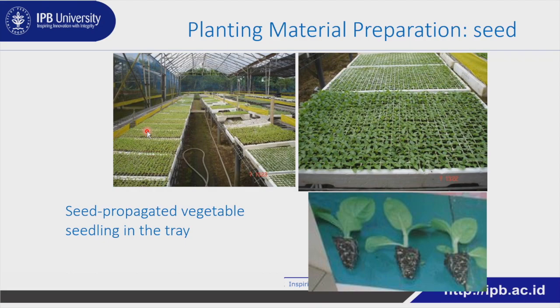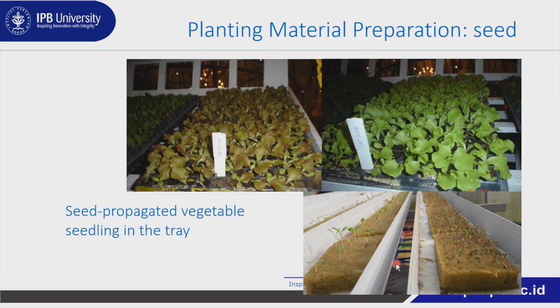And we can use a tray and then put the seed in this tray. We can also put it in the bench together, but usually using a tray like this is more convenient, because the root will still be attached to the media, and during transplantation it will increase the percentage of success. So this is just another example.